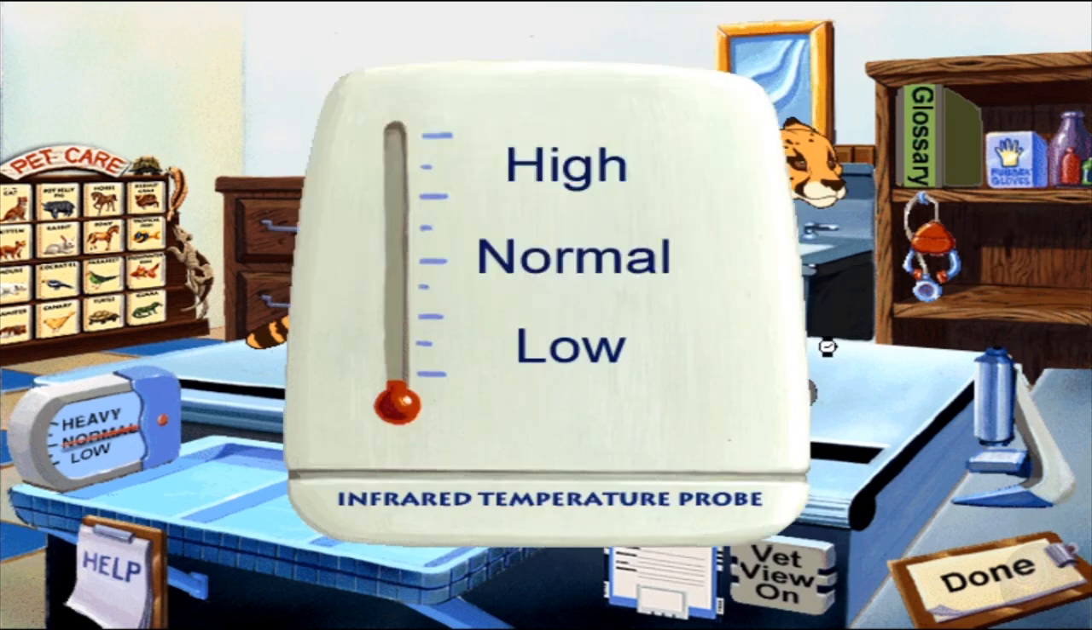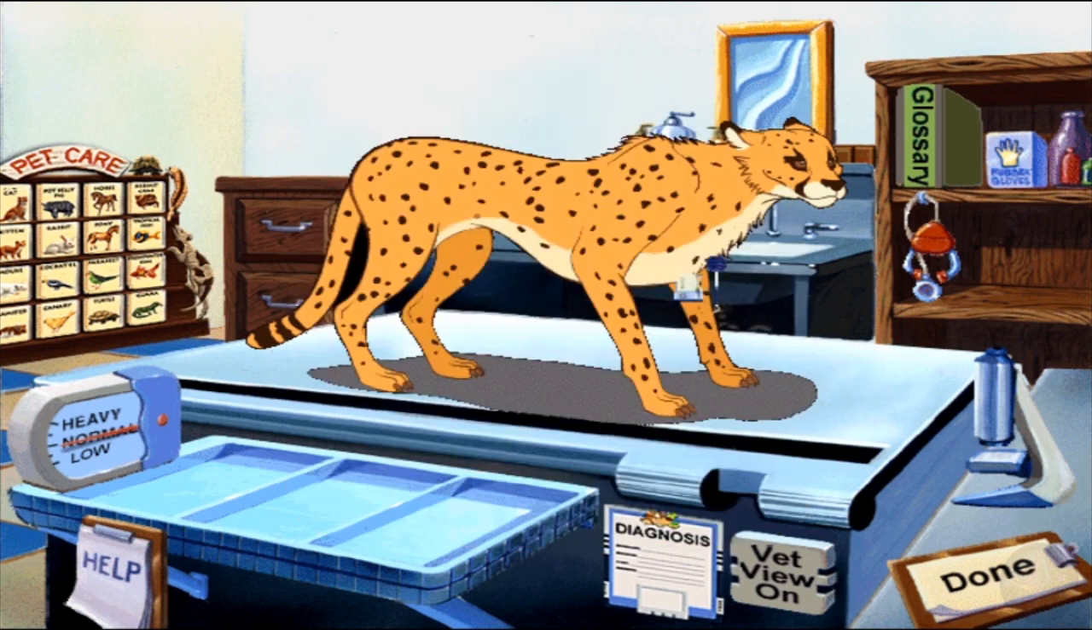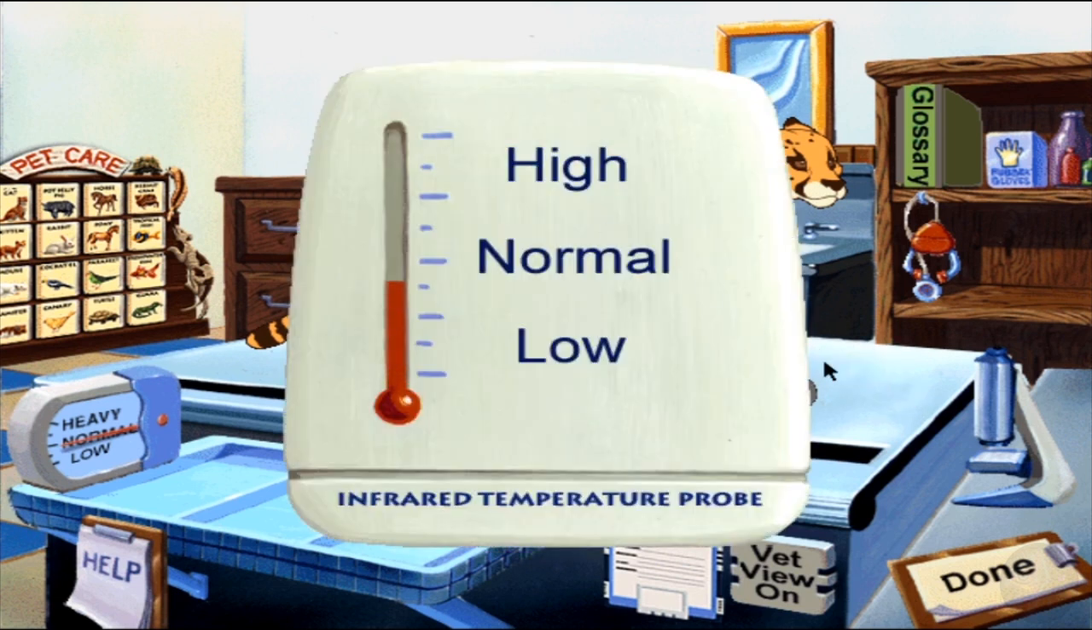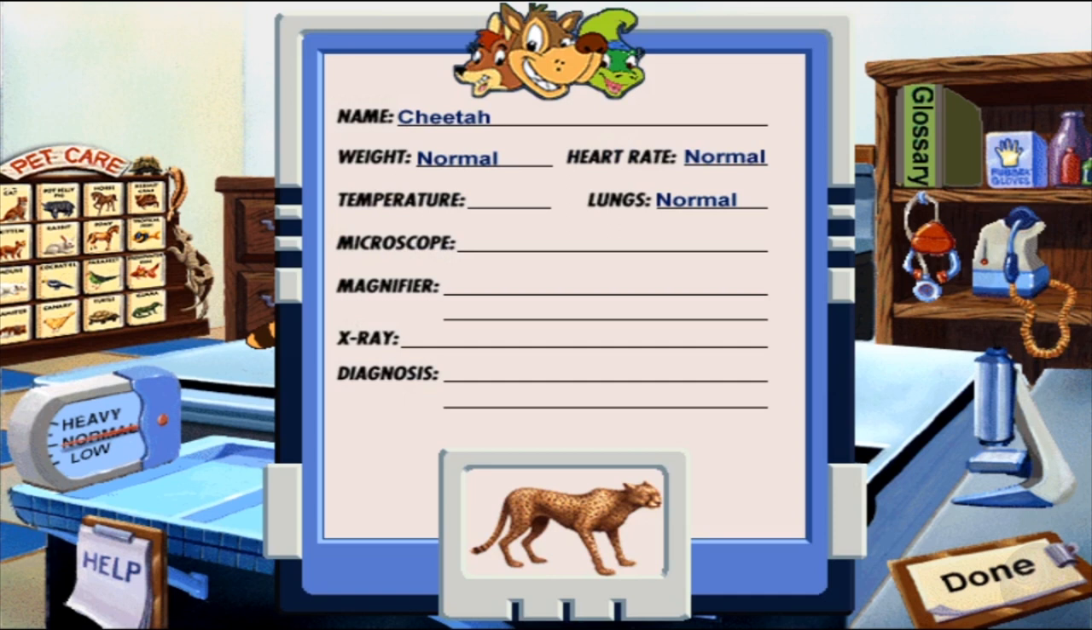This special thermometer can tell an animal's temperature by placing it against the skin. The screen tells us if an animal's temperature is too high, too low, or just right. This animal's temperature is normal.